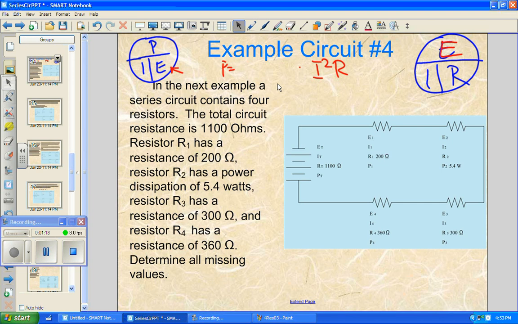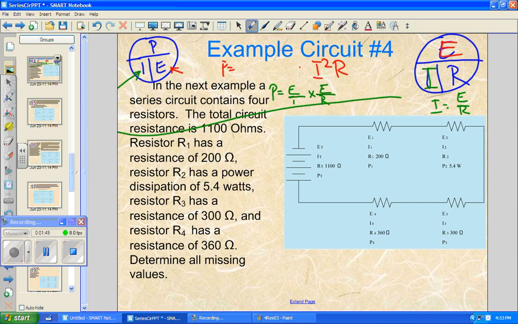Let's derive our other formula, and we'll select the I, which is green here. The I over here is equal to what? E over R, right? So let's take this I and stick it in here, and we wind up with P is equal to E times E over R. And from that we get P is equal to E squared over R. And that's our other derived formula.